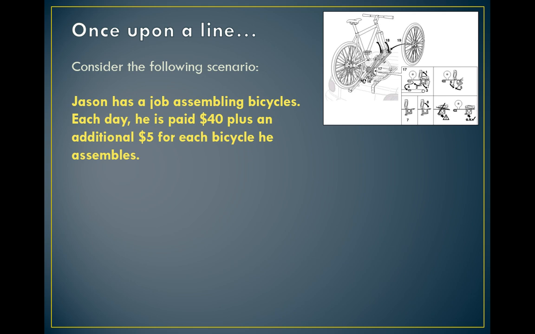Now, a lot of people ask about the $40. Why do they get $40 a day? Well, maybe there's other responsibilities there. They got to sweep up. They got to open up in the morning. They got to close at the end of the night. You know, there might be other things they got to do. So they're saying, okay, well, you can have $40 a day, but then $5 for each bicycle.